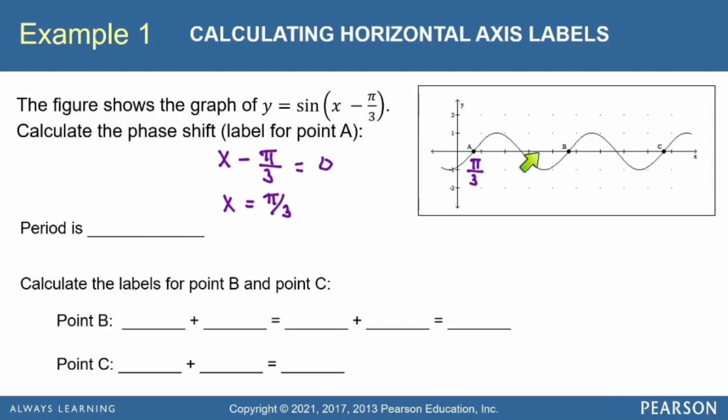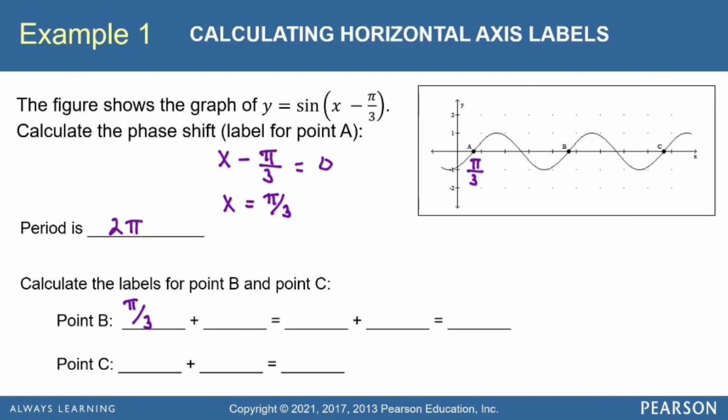Now, to figure out the label for point B, we know that we have to say starting point plus period, and that equals the ending point. So we'll need to know the period for this graph. Now we know that period is 2 pi over b, and in this case the b number is 1. So in this case the period is 2 pi over 1, which of course simplifies to 2 pi. So now to calculate point B, we're going to say starting point plus period equals ending point.